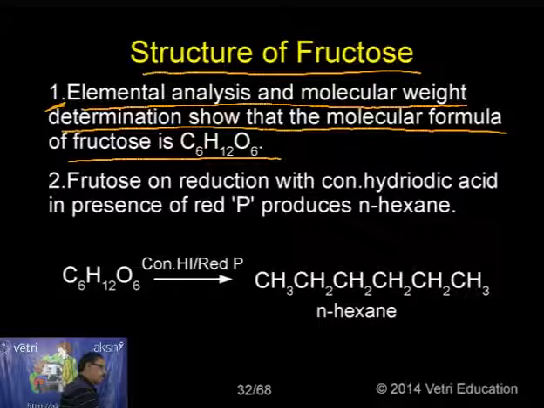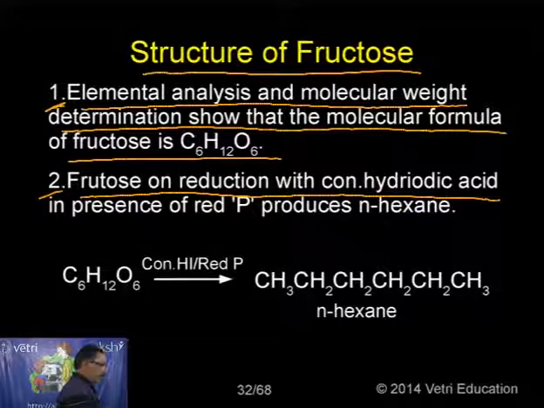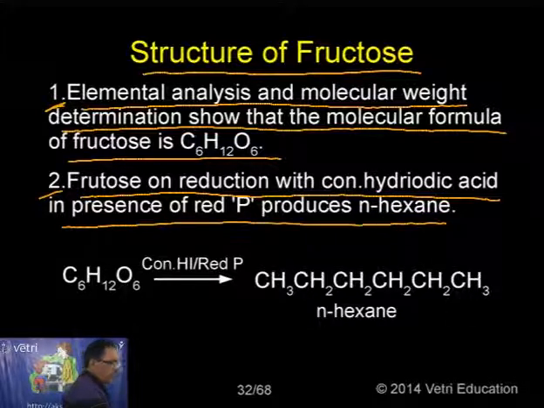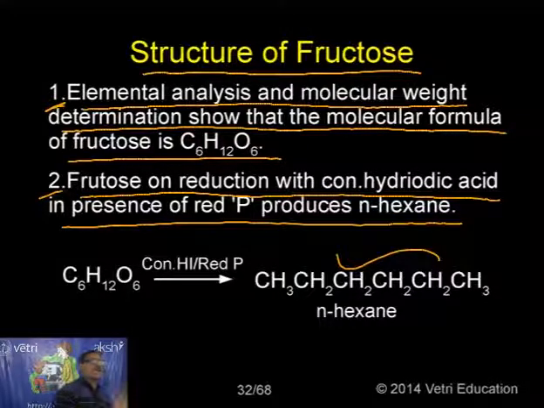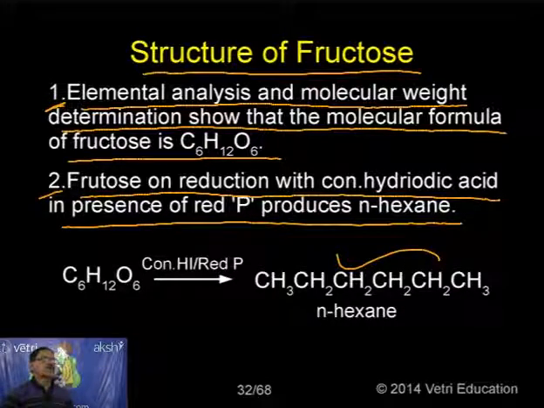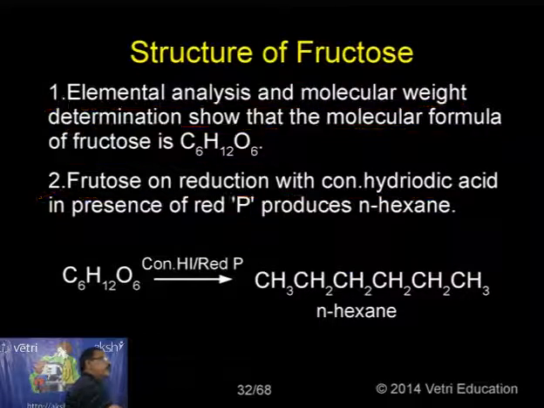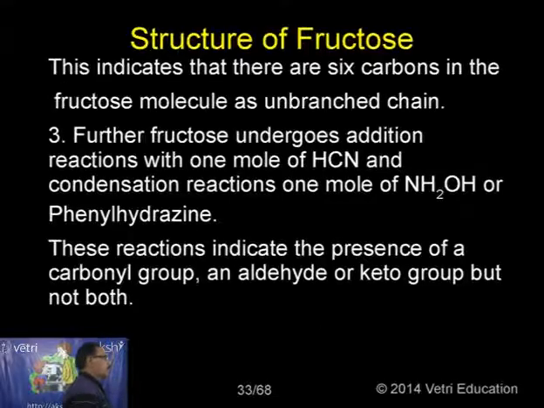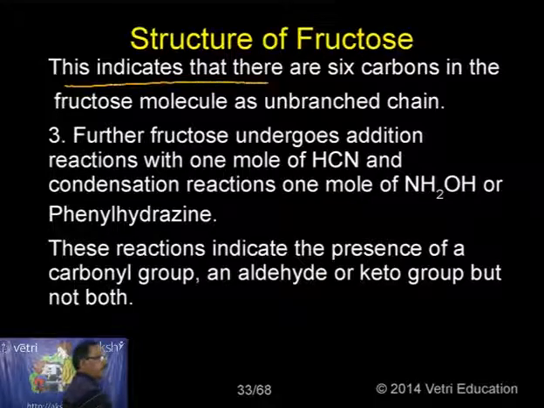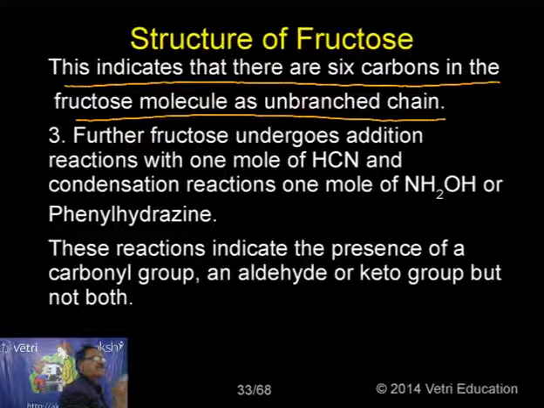The second step: fructose on reduction with concentrated HI in the presence of red phosphorus again produces n-hexane, as in the case of glucose. Since n-hexane is formed from fructose also, this indicates that there are 6 carbon atoms in the fructose molecule as an unbranched chain.